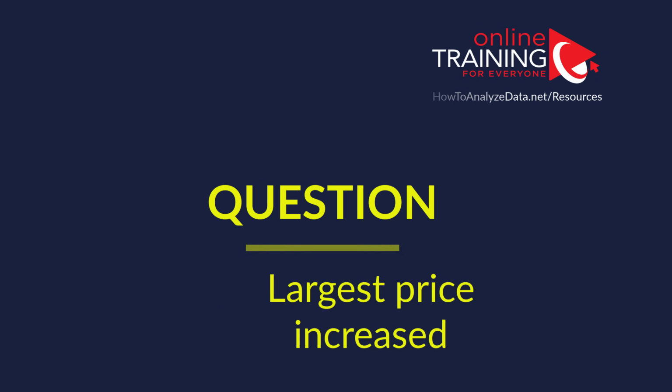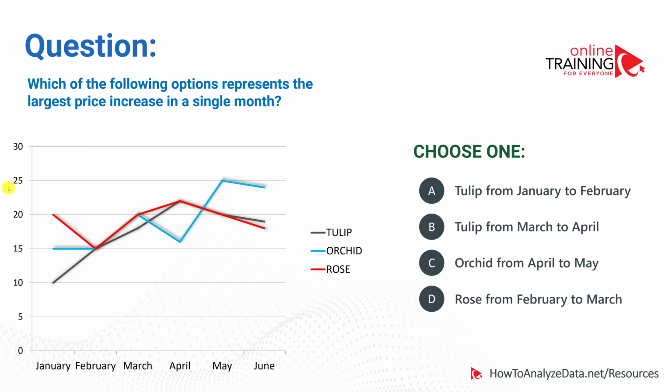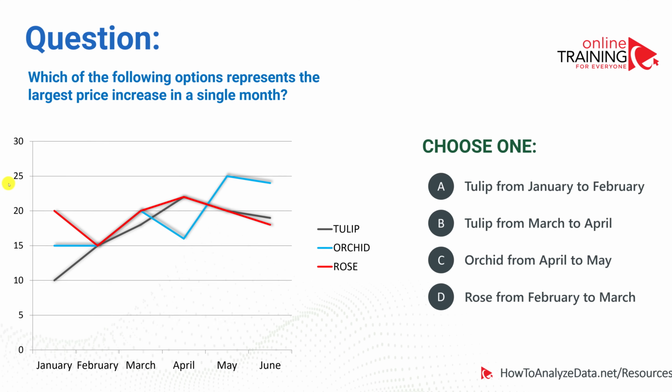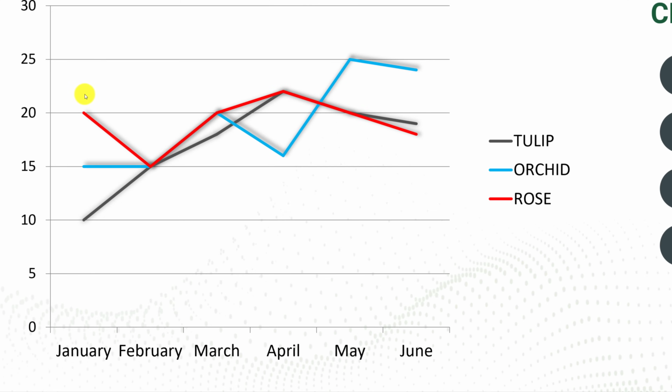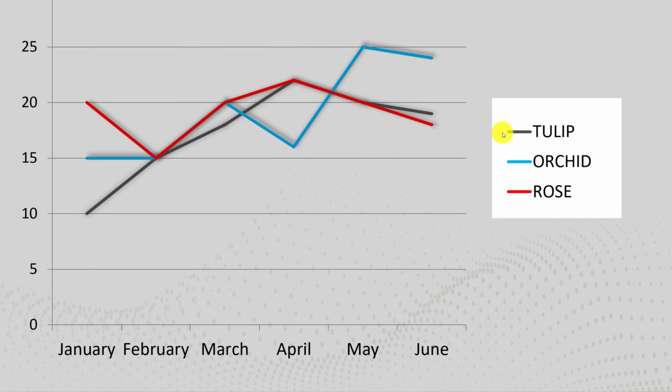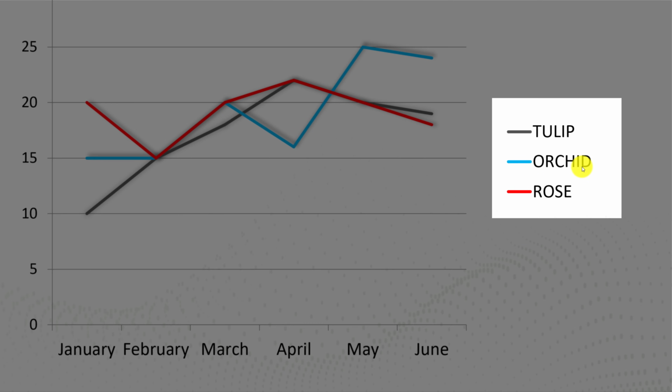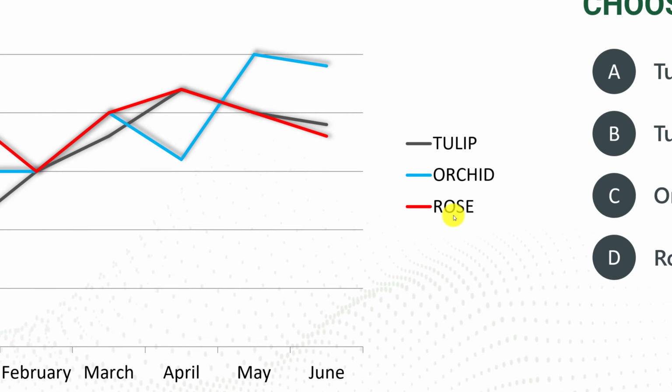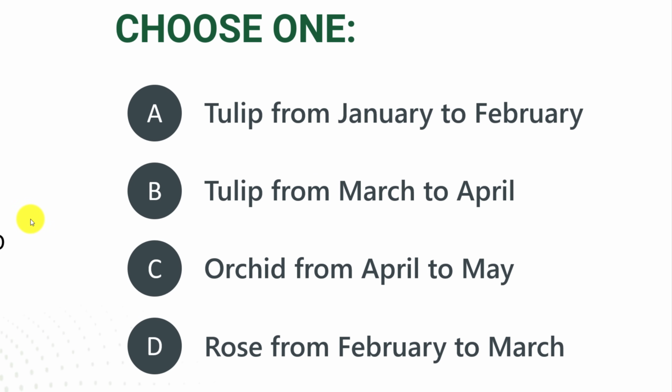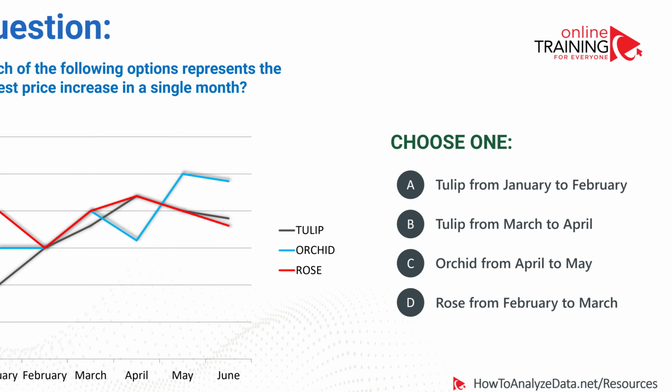Now let's review an assessment test question, which tests your knowledge of charts and graphs. Which of the following options represents the largest price increase in a single month? You're presented with a graph which contains 3 different lines: one for tulips, another for orchids, and the third for roses. You have 4 choices: A, tulips from January to February; B, tulips from March to April; C, orchids from April to May; and D, roses from February to March. Which one do you think is the correct answer?